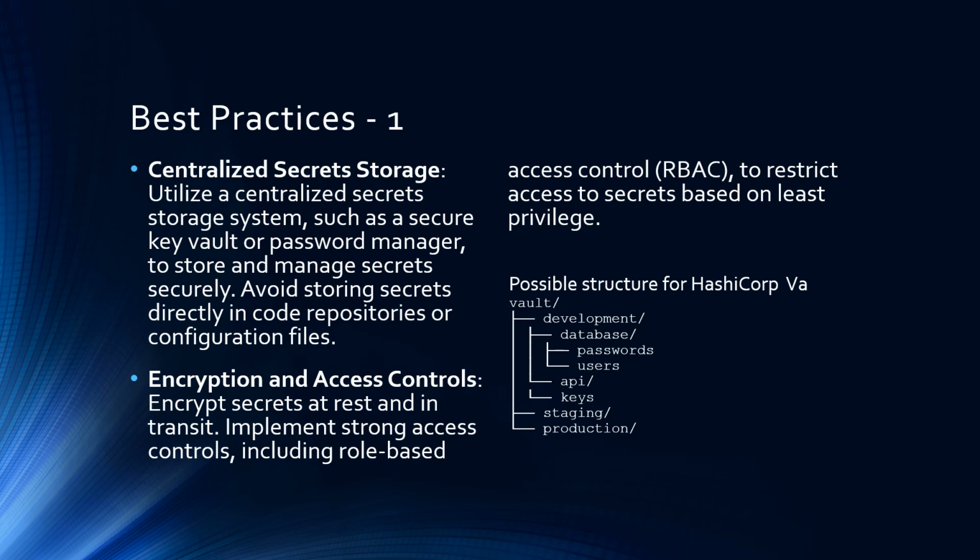A practical example of implementing RBAC might look like: Development Team. Read access to development secrets only. Operations Team. Read access to all environments. Security Team. Audit access to all environments. CI/CD pipelines. Read-only access to specific secrets needed for deployment.